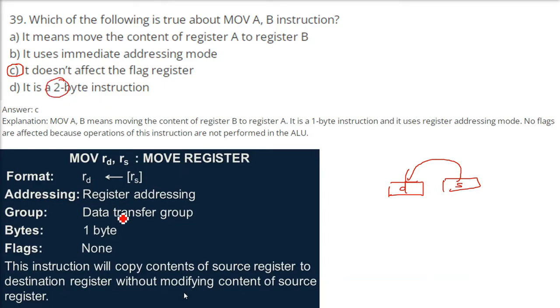Is it a 2-byte instruction? No, because MOV is a 1-byte instruction. Does it mean move the content of register A to B? No, it means moving the content from register B to A, not A to B. That is why this is also wrong. Does it use immediate addressing mode? No. It uses the register addressing mode. So the only answer is C. All others are incorrect.